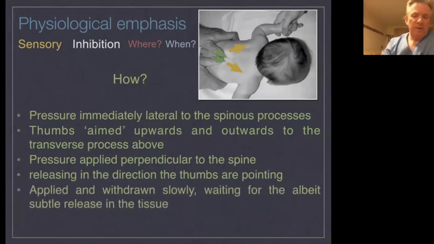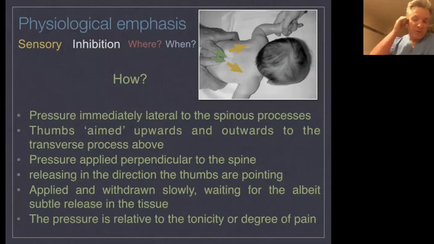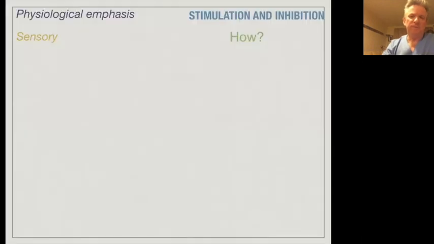Inhibition is defined by the pressure that's applied and withdrawn slowly, waiting for an albeit subtle release in the tissues. Very often, I'm going to talk in a moment about the balance of stimulation and inhibition, but it's very important that we recognize that very subtle change is what we're looking for in the majority of situations. When somebody's in a lot of distress, very sympathetic, in a lot of pain, we might want to look for a slightly stronger reaction, but that's another whole thing. And the pressure, of course, is relative to the tonicity or the degree of pain the patient is suffering from.